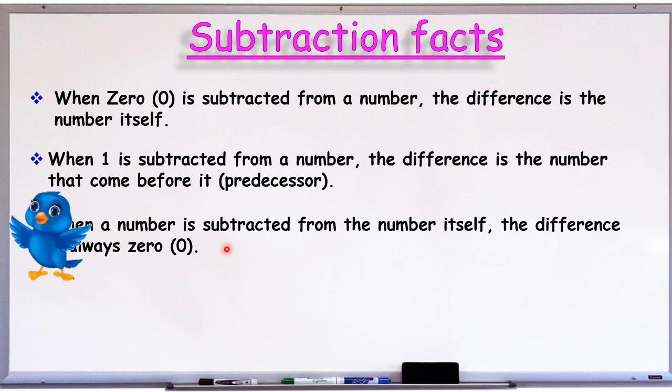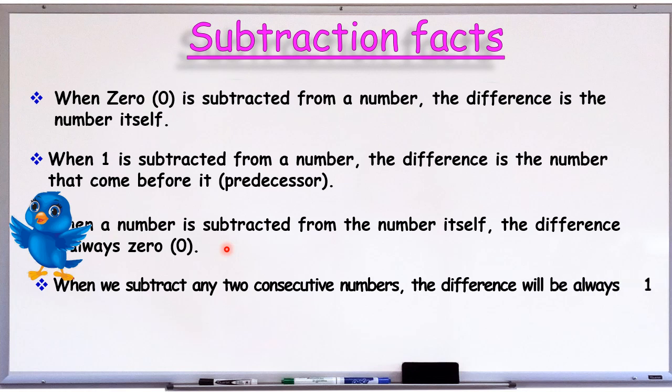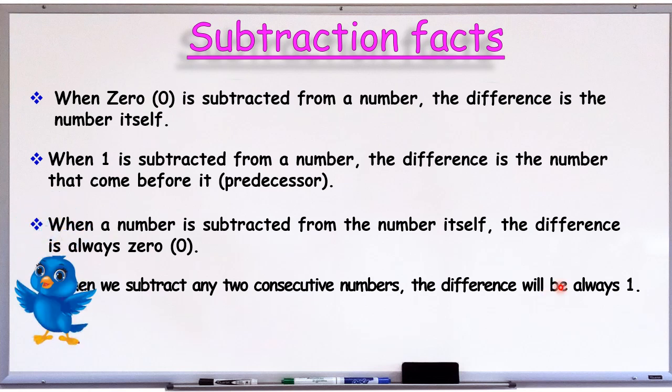Now see, what is the fourth one? When we subtract any two consecutive numbers, the difference will always be 1. Consecutive numbers means 5 minus 4 is what? 1. 99 minus 98, 1. 50 minus 49, 1. So this proves that whenever we are subtracting any two consecutive numbers, the difference will always be 1.